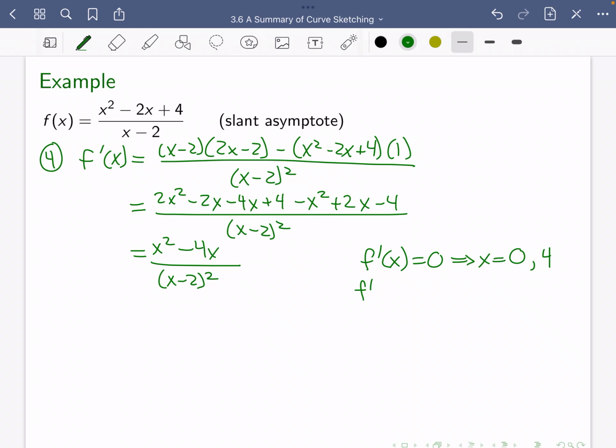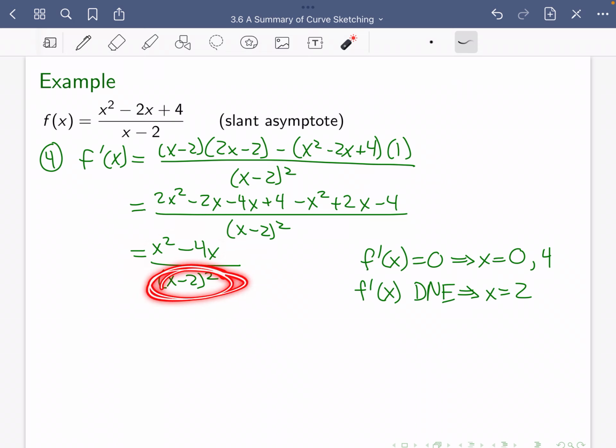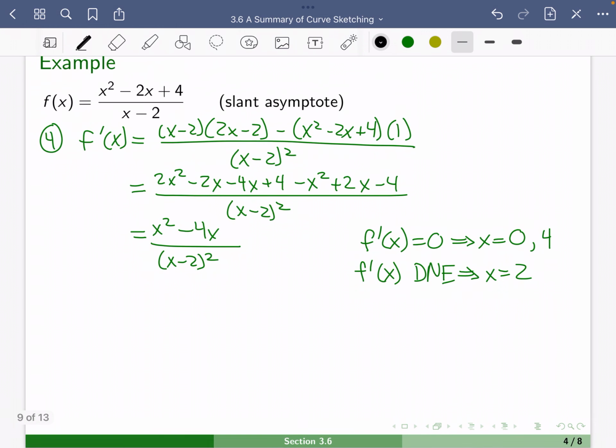And our derivative does not exist when x is equal to 2. So if we set the numerator equal to 0, that gives us those points. Setting the denominator equal to 0 gives us this value. Now, this value would not be a critical number because that was not in the original domain. These two values are critical numbers. This is still a spot that we're going to split up at, though, when we look at our sign chart.